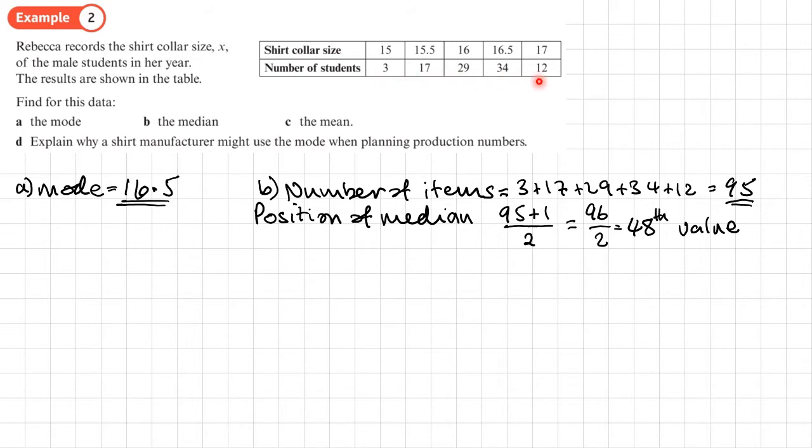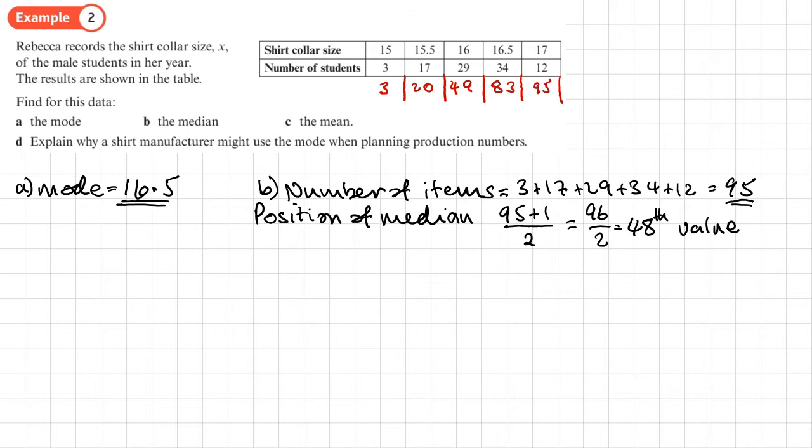So now we're going to use cumulative frequency to find out where the 48th value is. Well, the first 3 values are 15s. The next 17 values are 15.5s. So that takes us up to the 20th value. The next column takes us up to the 49th value. So just keep a running total. The next column takes us up to the 83rd value. And then that takes us all the way up to the 95th value.